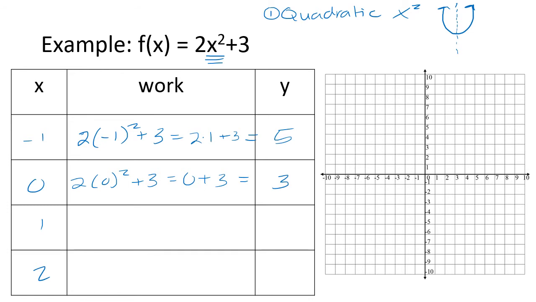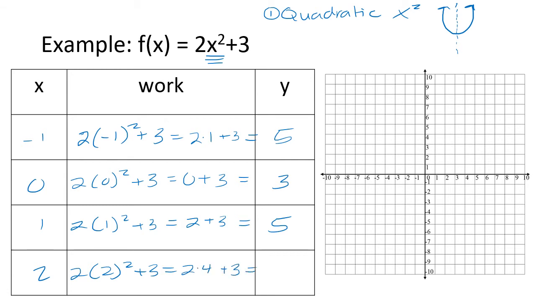I'm going to do 1. 2 times 1 squared plus 3 equals 2 plus 3, which equals 5. And I have 2 times 2 squared plus 3 equals 2 times 4 plus 3, which is 8 plus 3, is 11. I'm going to plot these points.